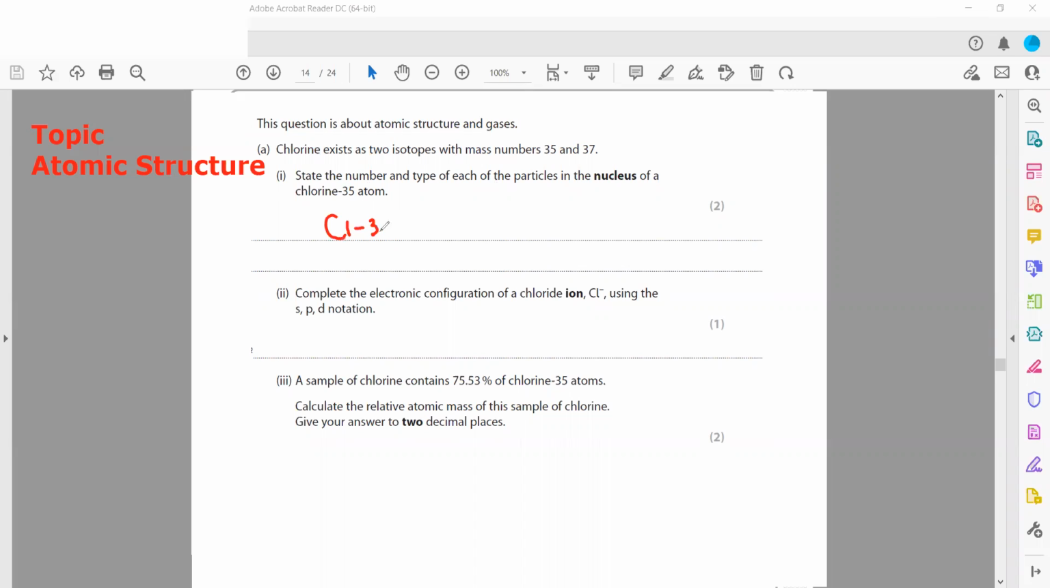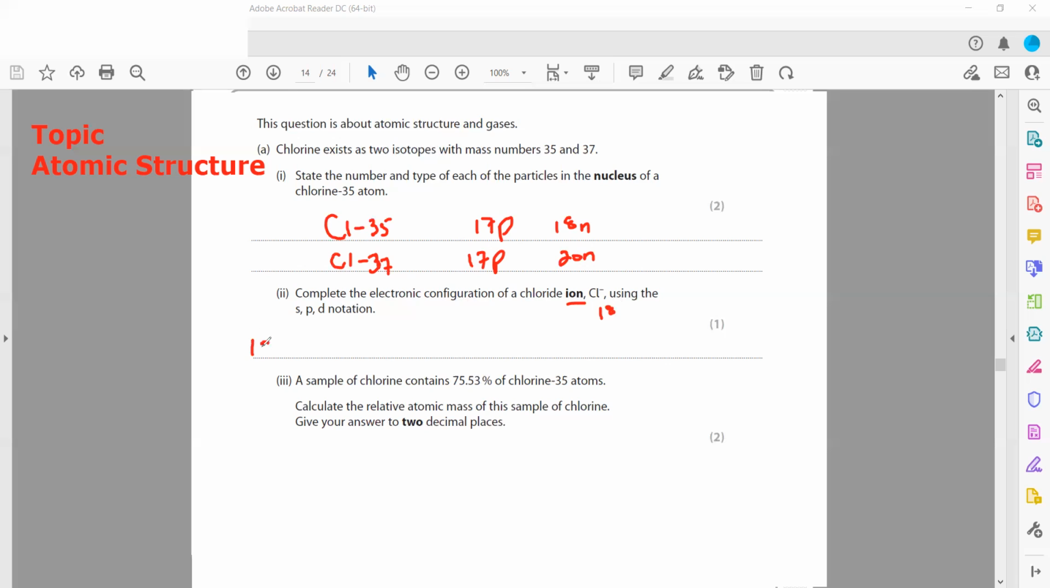If it is chlorine 35, it will have 17 protons and 18 neutrons. Whereas chlorine 37 will have 17 protons, but it will have 20 neutrons. Then complete the electronic configuration for a chloride ion. A chlorine atom has 17 electrons, the chloride ion will have 18 electrons.